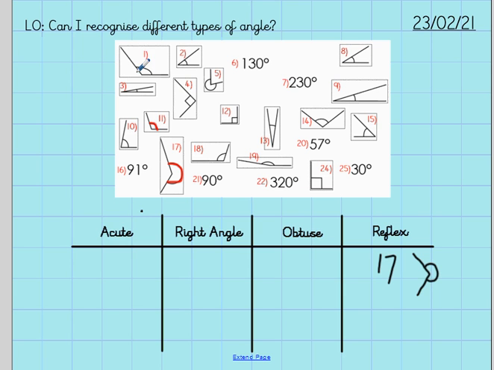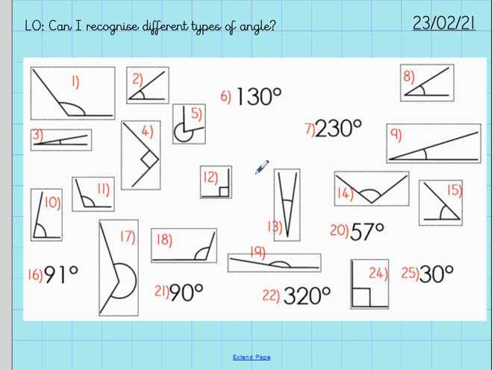So number one, where does it go? Is it acute? Is it a right angle? Is it obtuse? Or is it reflex? And I want you to think really carefully about those. Go back to the definitions, have a look at the examples. Where do each of them fit? And I'll leave it on here so you can pause it and write those in your table.